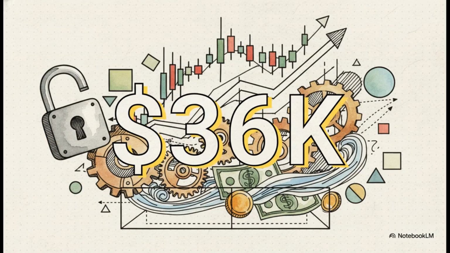And you might be wondering, okay, does all this waiting and all this process actually pay off? Well, the source material breaks down one single trade, taken using this exact mechanical system. The result of that one trade, executed flawlessly without emotion, a profit of $36,000. That is the power of a clear process.